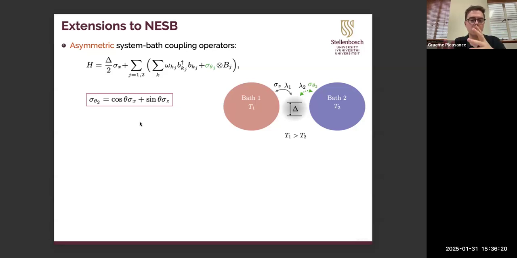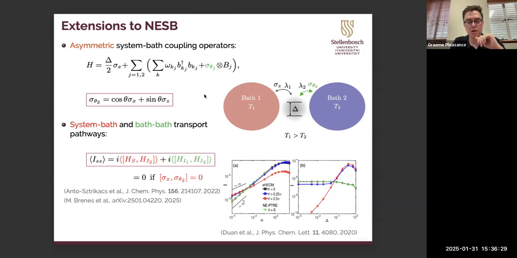This seems like a relatively simple change, but it has quite drastic consequences for the characteristics of the heat transport. So this is what I'll discuss now. What you can show is that you can derive, using the Heisenberg equations of motion, an expression for the steady state heat current, which depends on the system Hamiltonian and the interaction Hamiltonians between the system and each of these reservoirs. And it has this kind of generic structure.